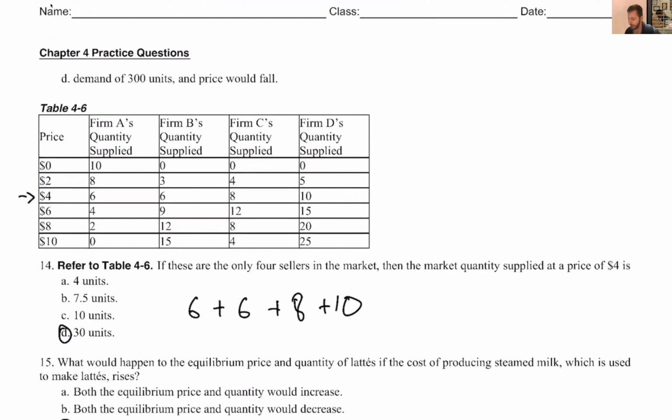This one is pretty easy. You're just asking for the quantity supplied at $4. So you look at the price of 4 and add all of them together, because you're asking for the market quantity supplied.